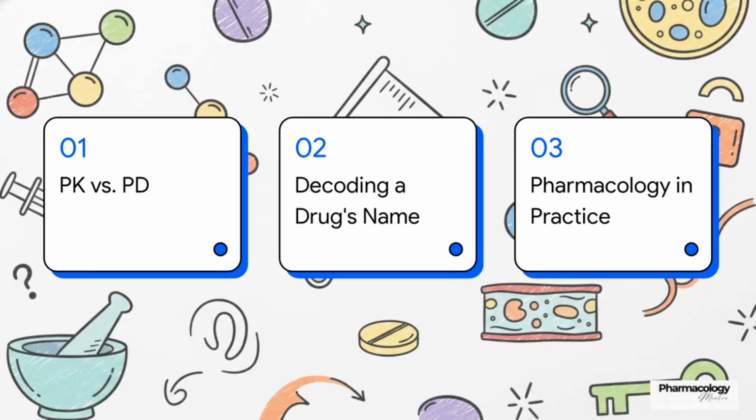So, here's our roadmap for today. First, we'll tackle the two pillars of pharmacology. Then, we'll learn how to crack the code of drug names. And finally, we'll see how it all comes together for safe and effective use out in the real world.